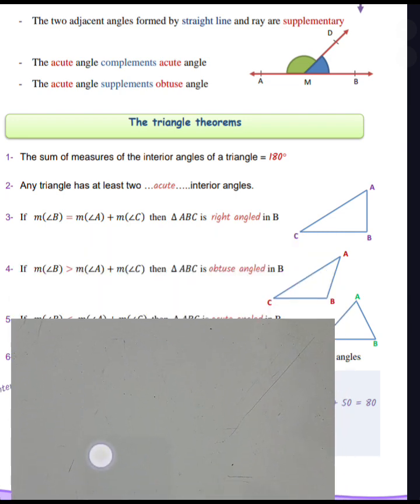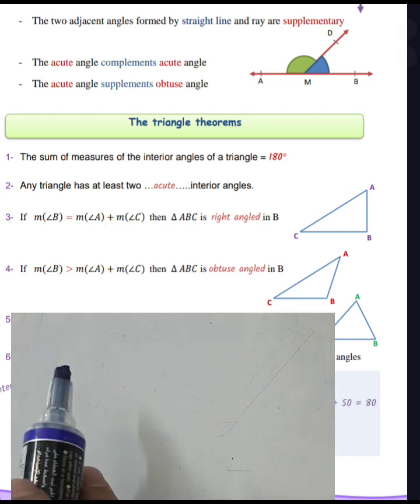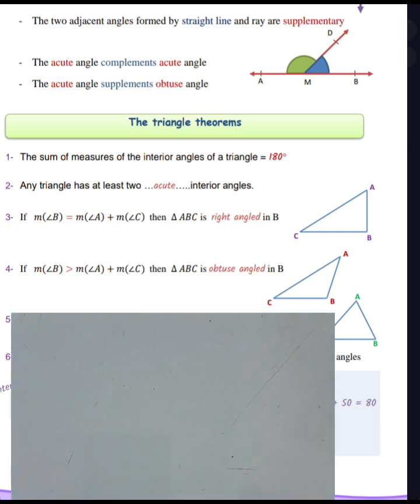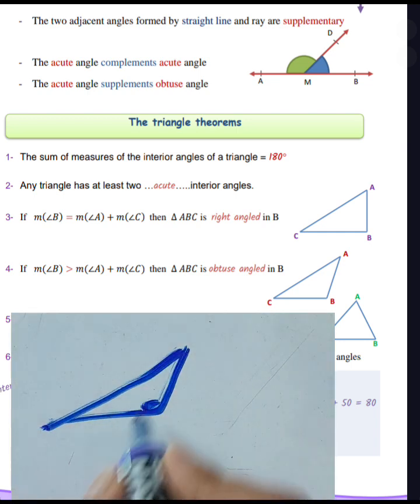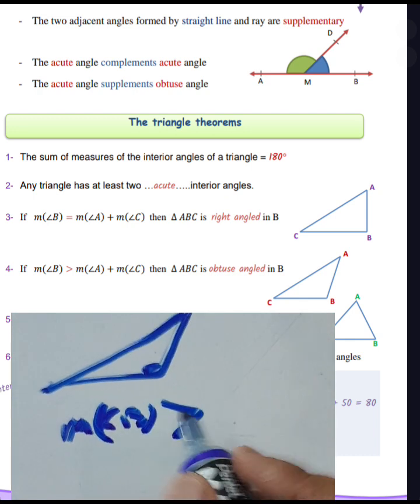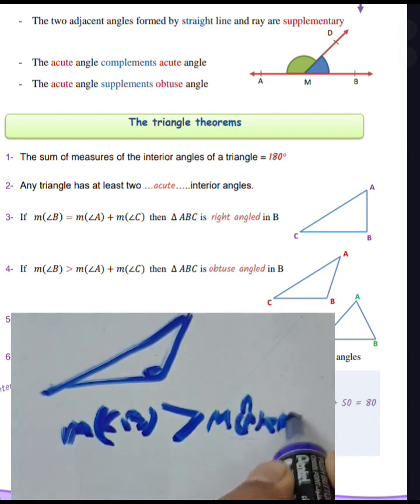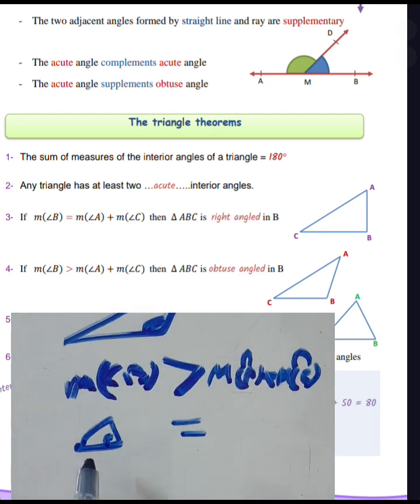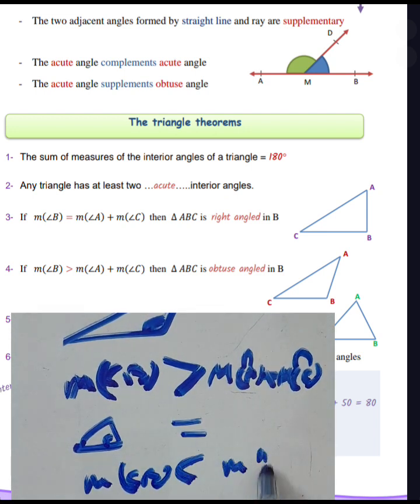Question number 4. If the measure of angle B is greater than the measure of angle A plus the measure of angle C, then we call it an obtuse angle triangle at B. If the measure of angle B is greater than the sum of angles A and C, then we have obtuse. And if we have equality, then we have a right angle. And if the measure of angle B is less than the sum of angle A plus angle C, it is an acute triangle.